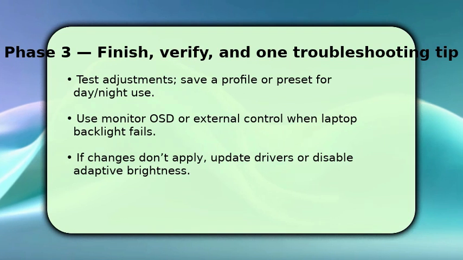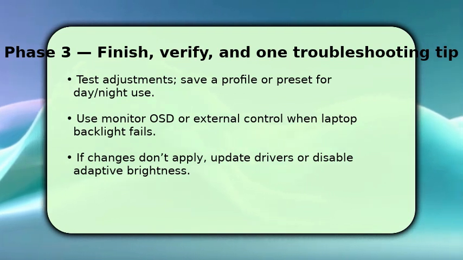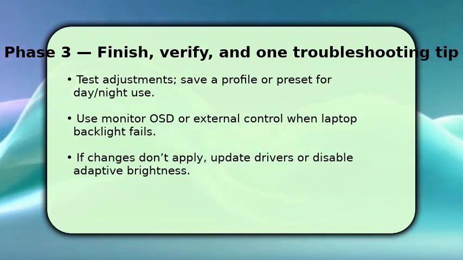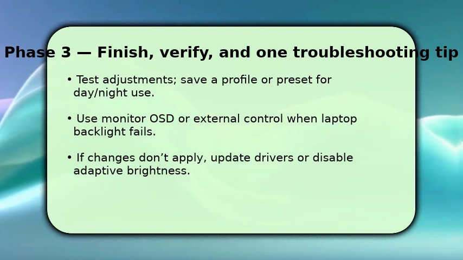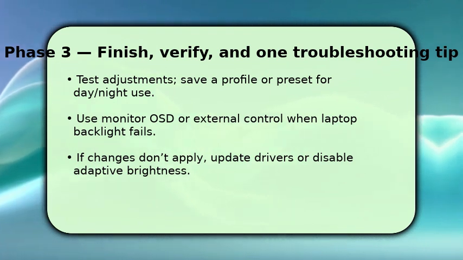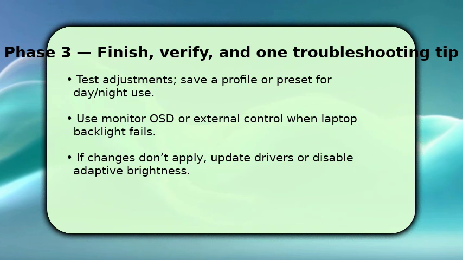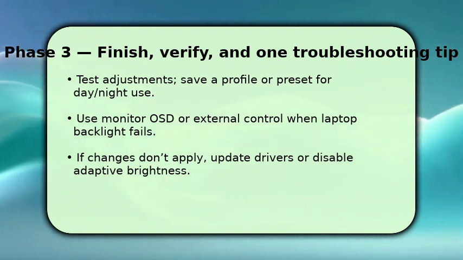Make sure on-screen controls actually change luminance. If you use an external monitor, use its OSD buttons or a hardware dial for reliable results. If a software shortcut seems to do nothing, update display drivers and disable adaptive or automatic brightness in settings. This often conflicts with manual control.